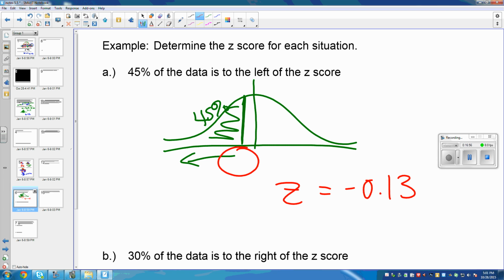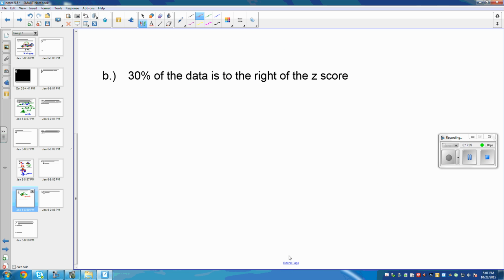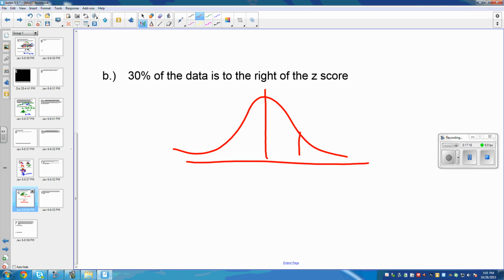Okay. So let's look at this next one. 30% of the data is to the right of the z-score. So if I draw this, 30% is to the right. Well, that means we're up here. This is 30% in here. But realize our z-score table only reads to the left. So what's left over? 70%. Okay? I know 70% means it's above the mean. So when I go back to this page, I've got to look for 70% in the positive section.